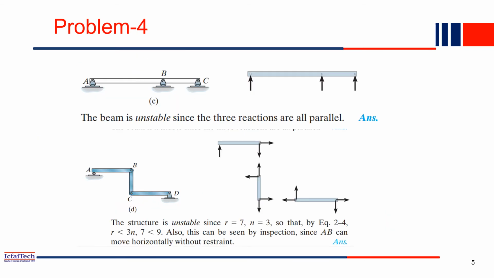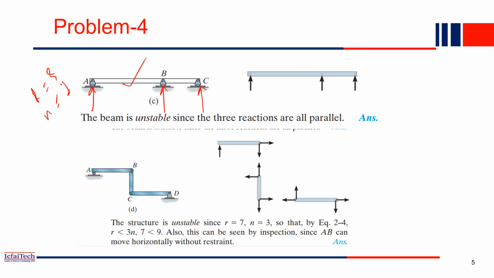So the next problem is this one, whether this beam is stable or not. If you calculate how many reactions are there, this is a roller support. Roller support means only one vertical up. So here also vertically up, here also vertically up. So you have 3 unknowns. So R equal to 3. And N is equal to 1, because it is a single body. So it is a statically determinate structure.